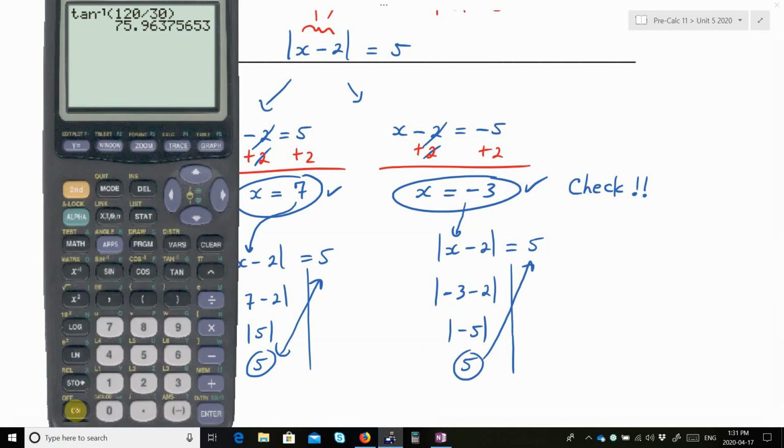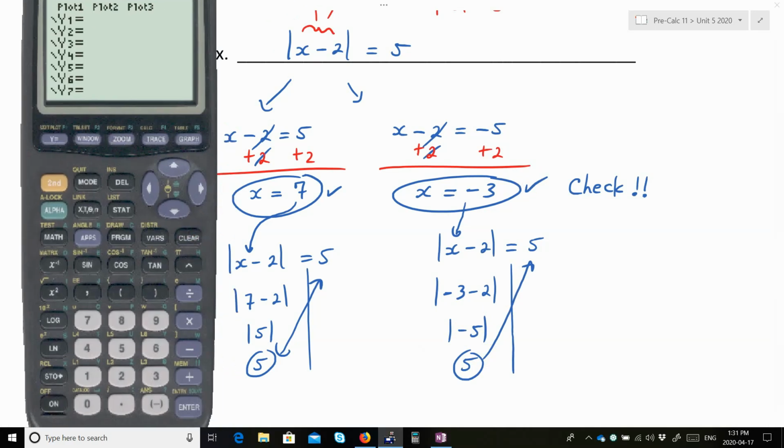Okay, and if you want to see a picture of what this means, if we did the graph, we will graph the absolute value of x minus 2, and we will also graph y equals 5, and we want to know, hey, where are these two functions equal to each other? Where does the absolute value of x minus 2 equal 5?